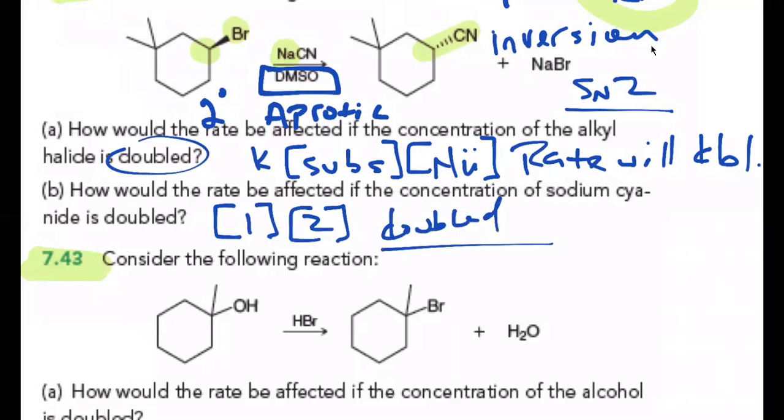Keep in mind that the rate is a product. So the concentration of the substrate and the concentration of the nucleophile are multiplied. If I double one and keep the other constant, then the rate should double. If I double them both, the rate should quadruple. If I triple them both, the rate should increase by 9.